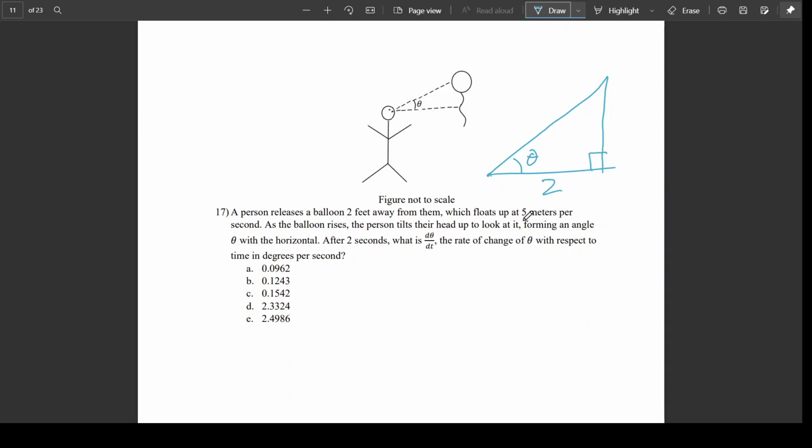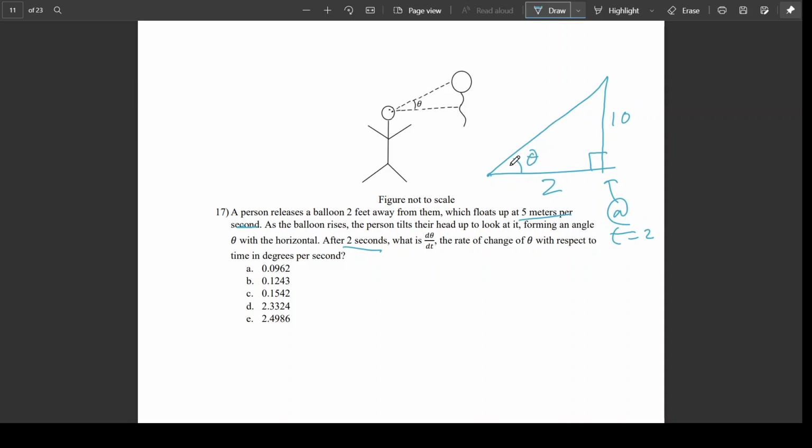And it's floating up at 5 meters per second, right? And I'm 2 seconds into this journey. So in 2 seconds, the balloon will have traveled 5 times 2, which is 10 meters up. So this distance is 10. By the way, this whole drawing is at t equals 2, right?